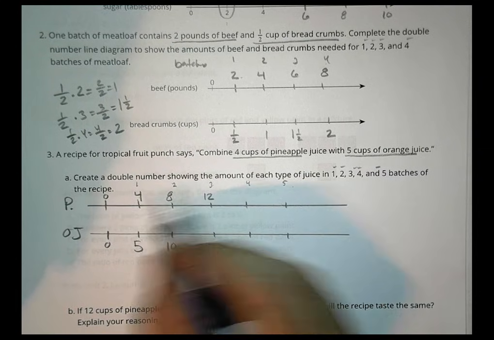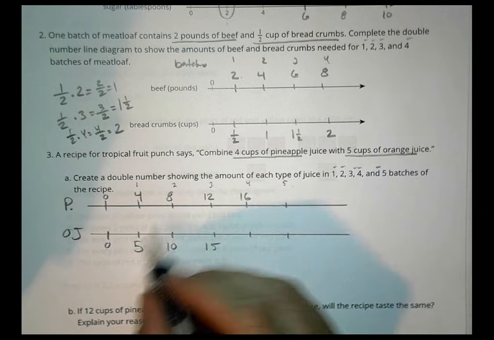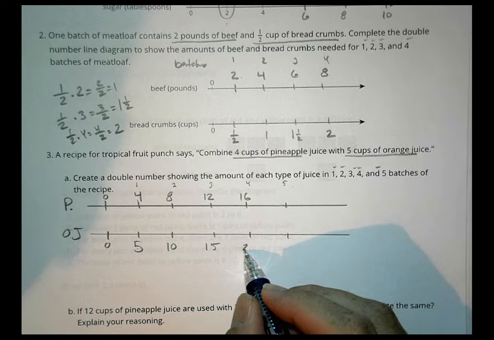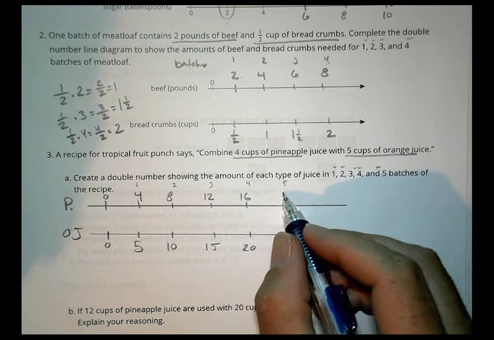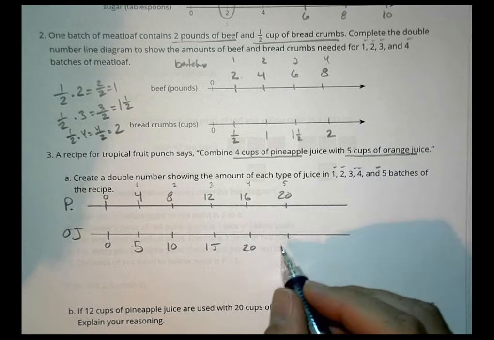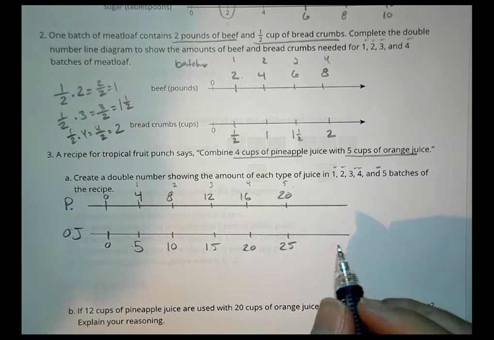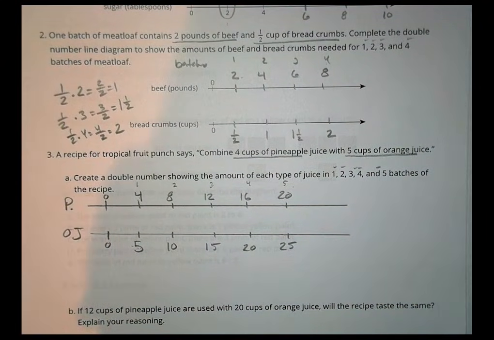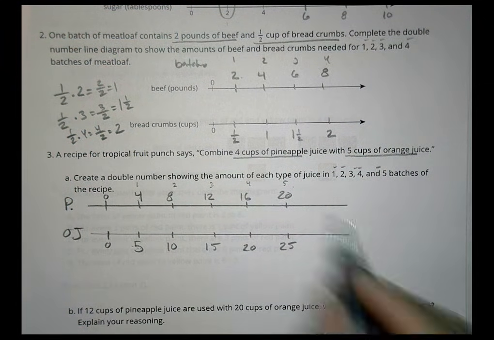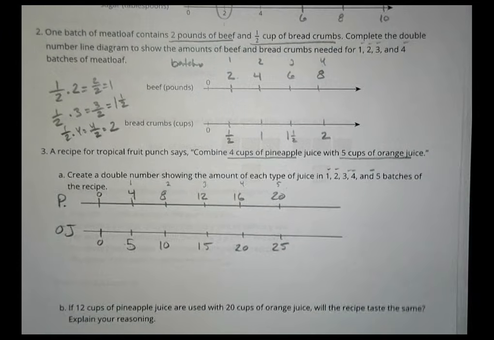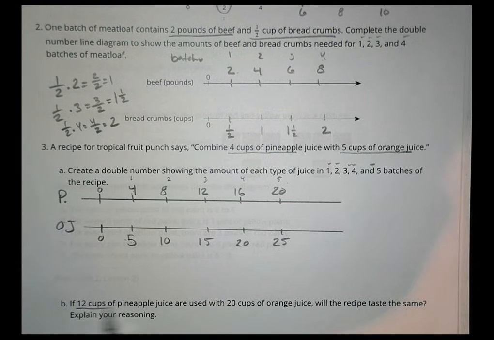Times 4, 4 times 4 is 16. 5 times 4 is 20. And then do 5 times it. 4 times 5 is 20, and 5 times 5 is 25. So now I have the amount of cups of orange juice and pineapple juice needed to make various size batches, 1 to 5.